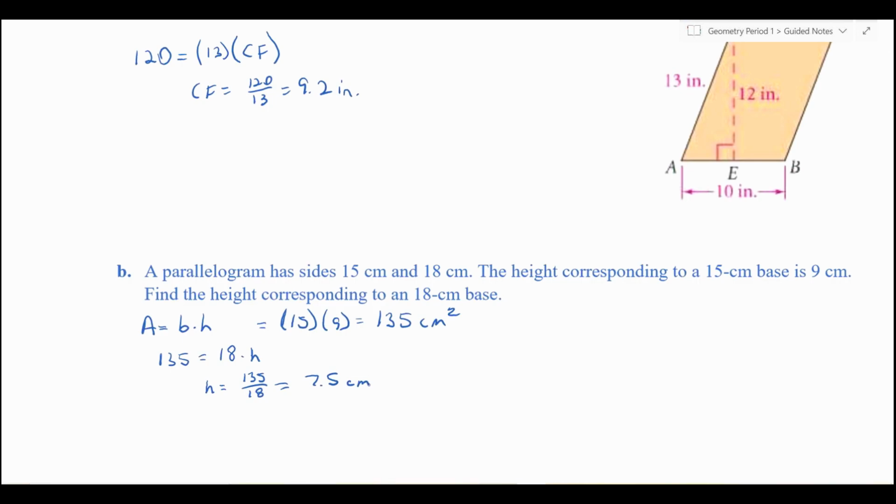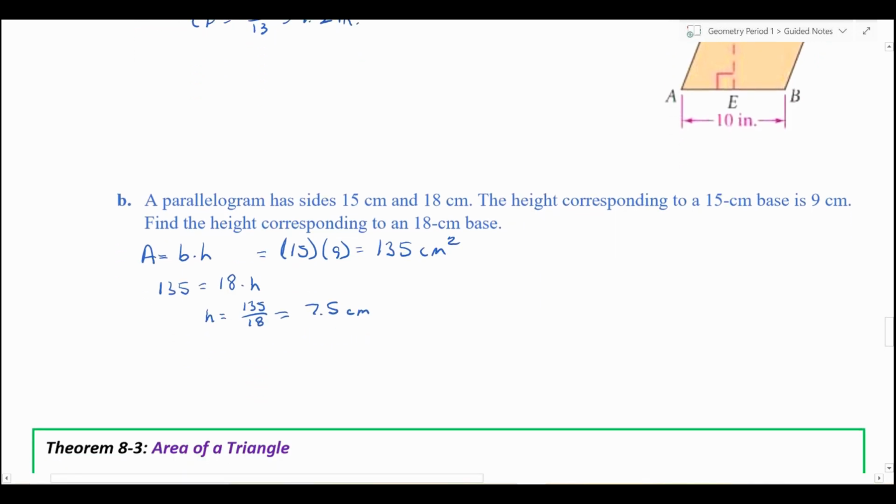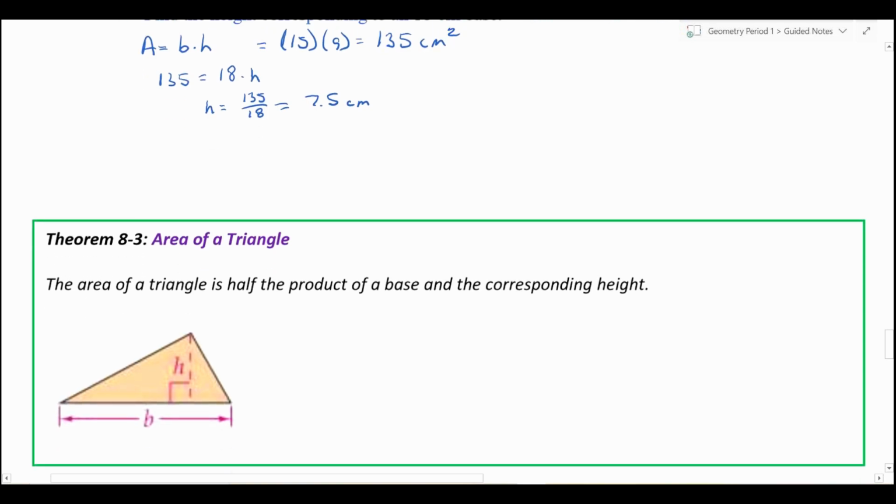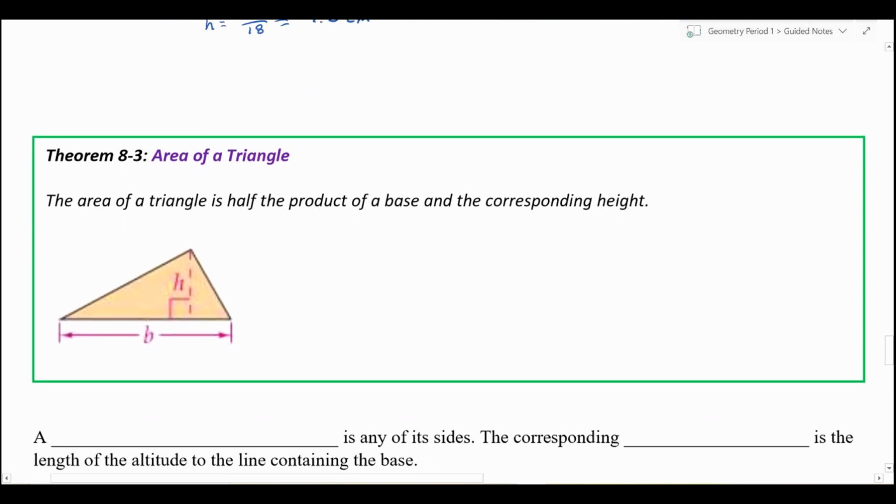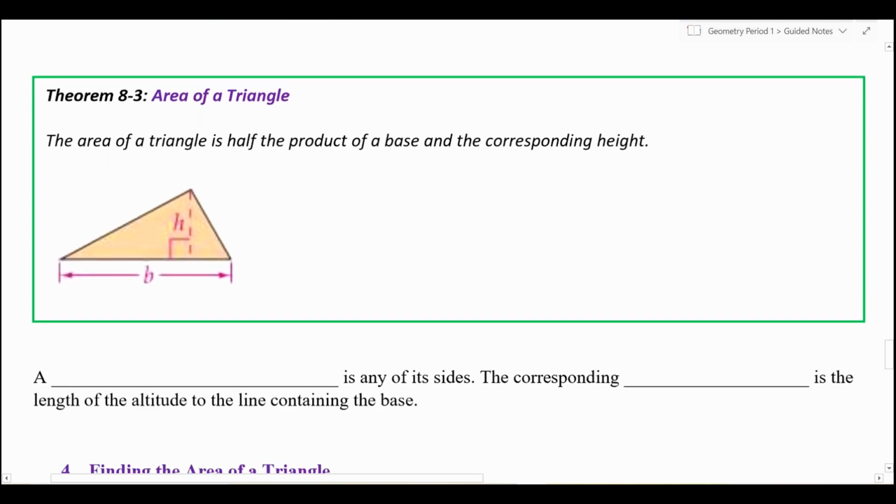All right, let's continue here. Moving on now to triangles. We actually touched a little bit on triangles earlier, but officially we're doing area of triangles here. So it goes like this.